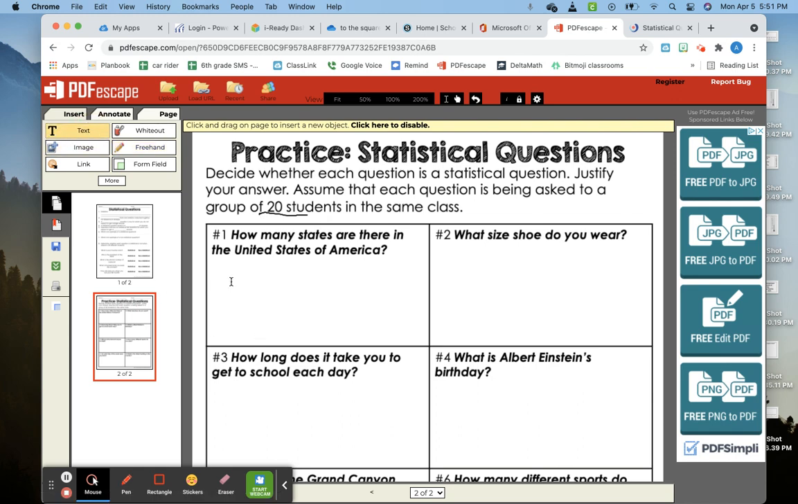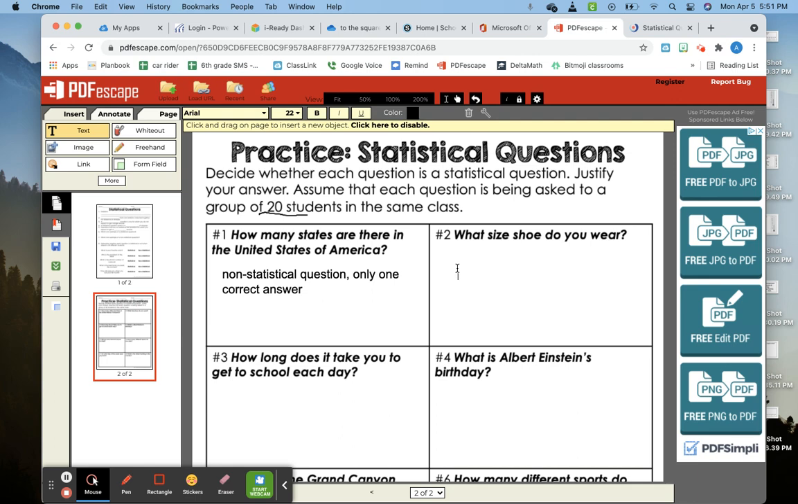How many states are in the United States of America? If I asked everyone this question, I would only get one answer. There's only one correct answer. So this would be a non-statistical question. And my justification would be that there's only one correct answer.